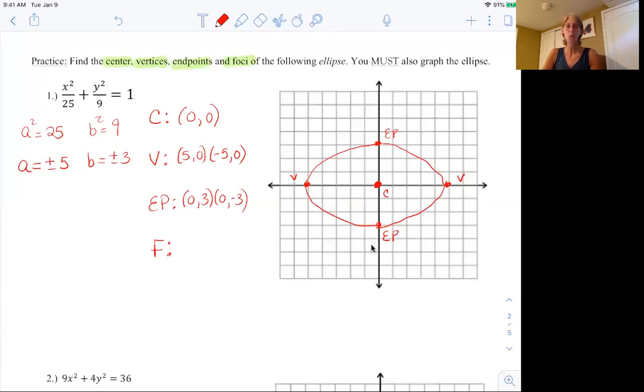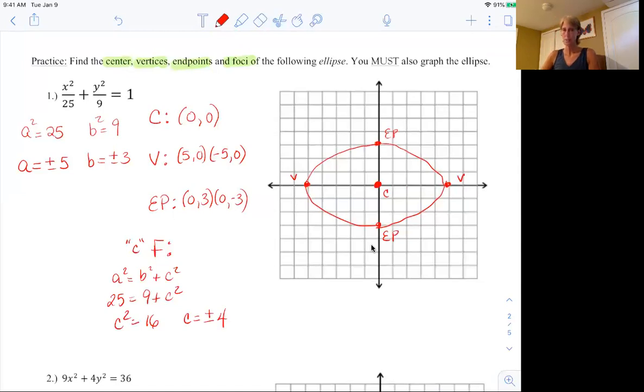So now we need to just put the last piece of information in, and that's my foci. And if you remember, your foci is your C value. But I don't see the C value in the equation. That's where the missing information formula comes from. A squared equals B squared plus C squared. 25 equals 9 plus C squared. So C squared is going to equal 16. So C equals plus or minus 4 units.